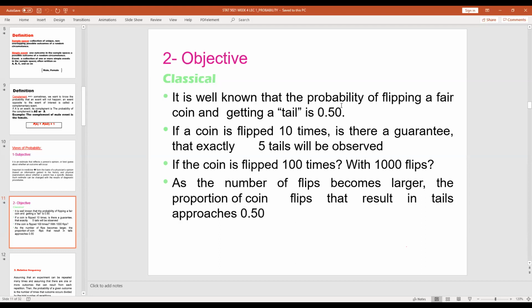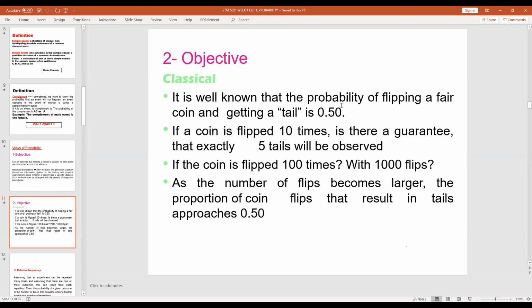Okay, that is what the classical approach is talking about. Of course, this applies to a coin. When you flip a coin, there are two sides: head and tail. The probability of any of the sides showing up is one over two. The probability of a head showing up is one over two. The probability of a tail showing up is one over two.